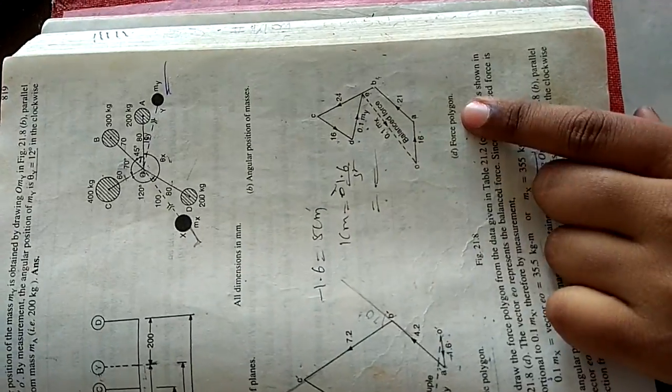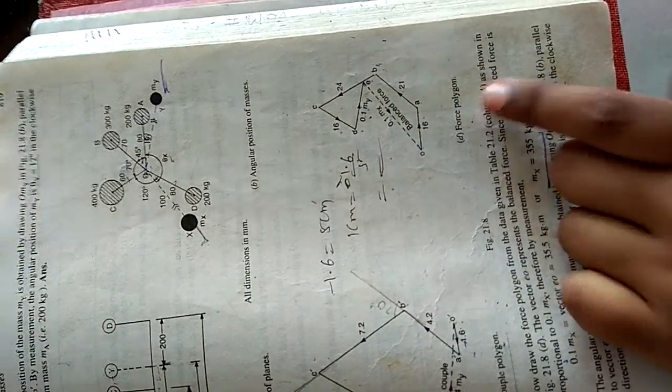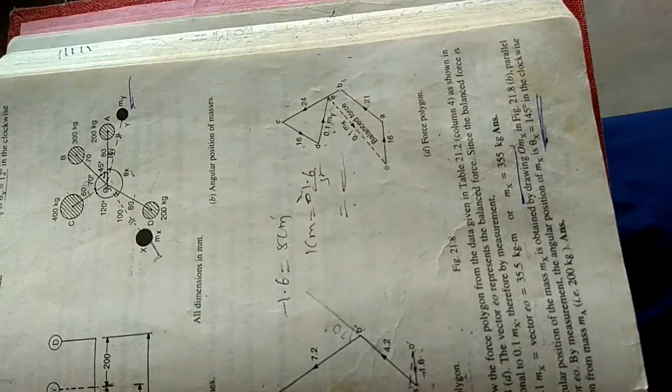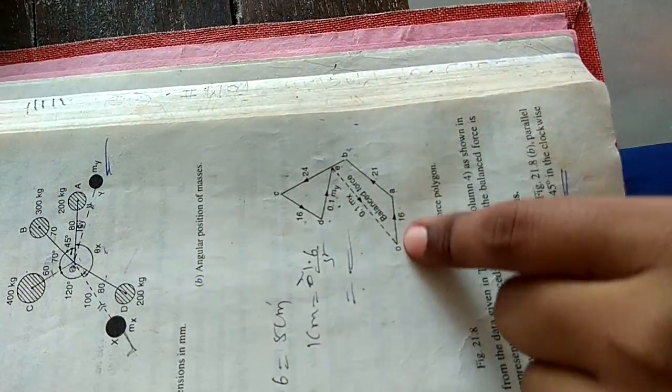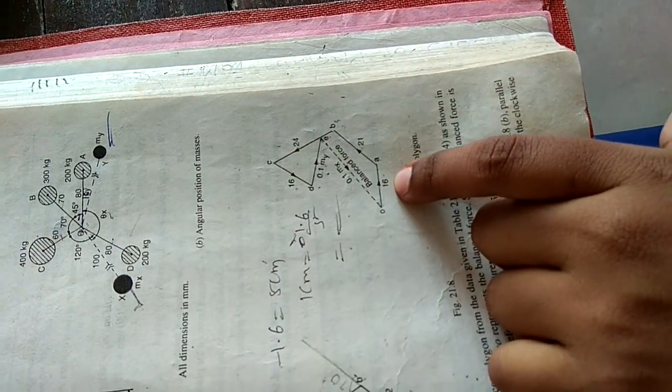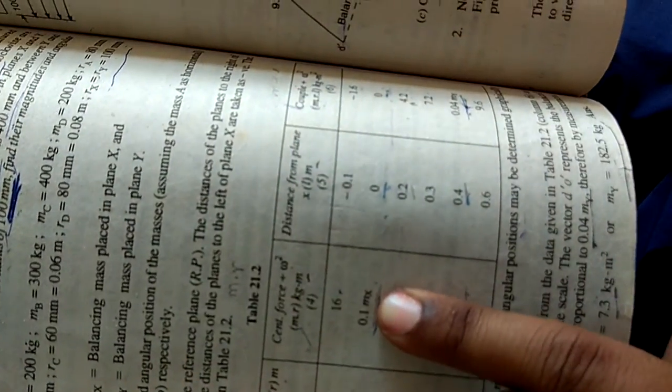So for this we have to draw the force polygon. For the force polygon we will use the fourth column, that is m into r. So for A, it is 16. If we draw a horizontal line from O to A, it is 16. Take a suitable scale for 0.1 mx.